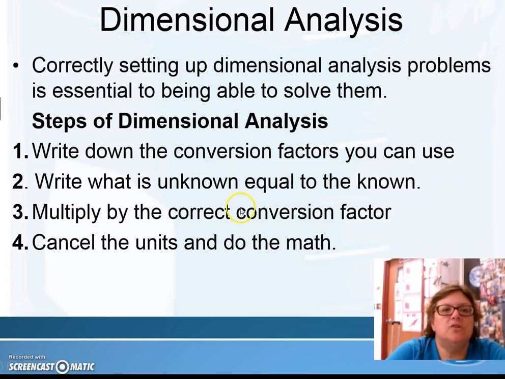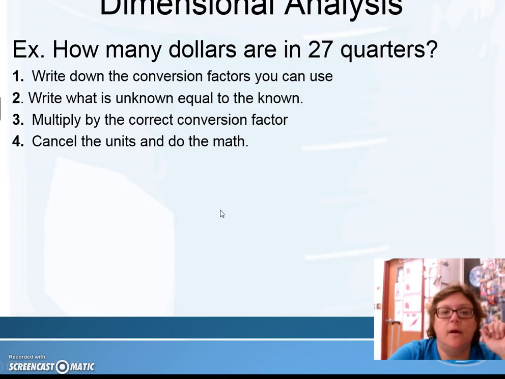Correctly setting up dimensional analysis problems is essential to being able to solve them. First thing you do, write down the conversion factors you can use. Write what is known equal to the unknown equal to the known. So you start out with what you know, and then what you're trying to solve for is what you're going to end with. Multiply by the correct conversion factor, cancel the units, and do the math.